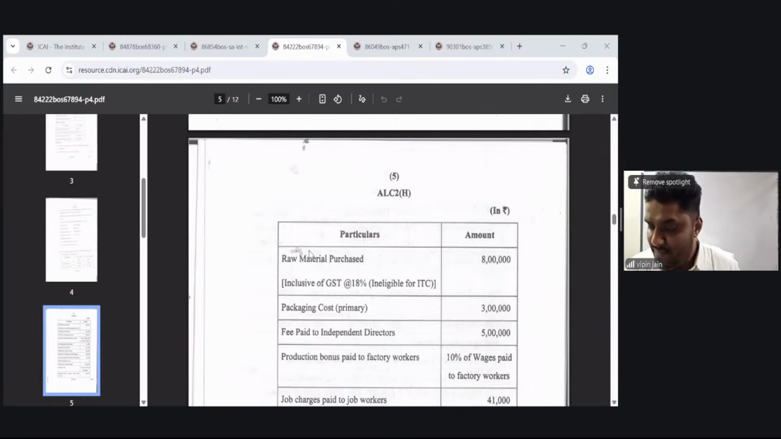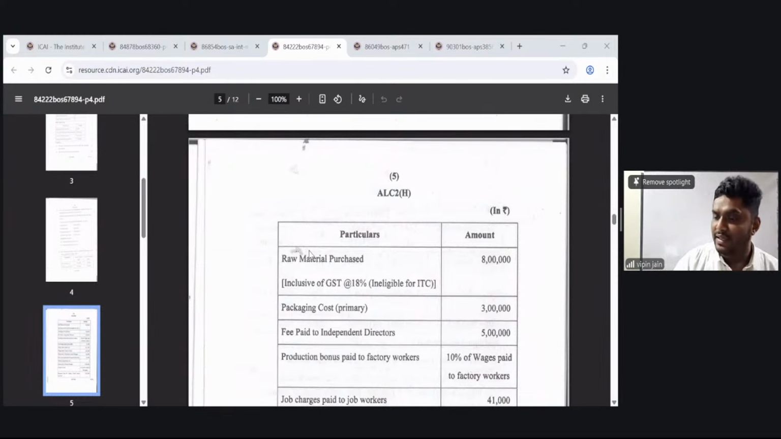See guys, very simple: this 18% GST is already included in the 8 lakh. Now, no GST credit is available. It means it will form part of the cost of material. So, in short, the GST amount is included in 8 lakh and the GST credit is not available, so simply we have to ignore this line. GST is already added in the cost of material, and since no credit is available, no need to deduct. So, simply ignore it. I hope this part is clear to all. Very good, everyone.